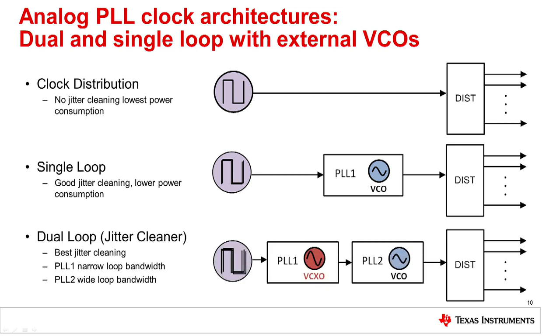However, the dual or cascaded loop will do a better job cleaning jitter at frequency offsets closer to the carrier because it will use a VCXO crystal oscillator in the first jitter cleaning PLL. The first PLL, PLL1, should have a narrow loop bandwidth to filter out noise from the reference. The second PLL, PLL2, should have a wide loop bandwidth to take advantage of the jitter cleaned reference.